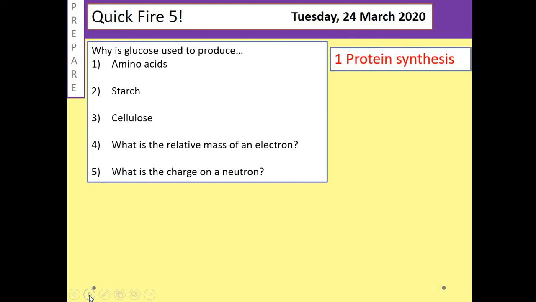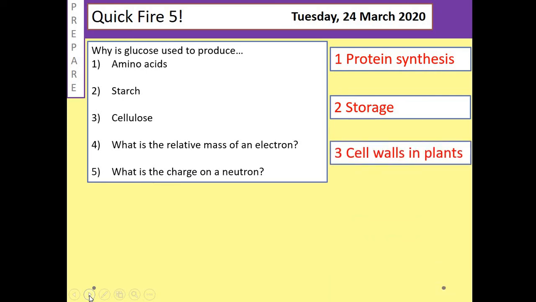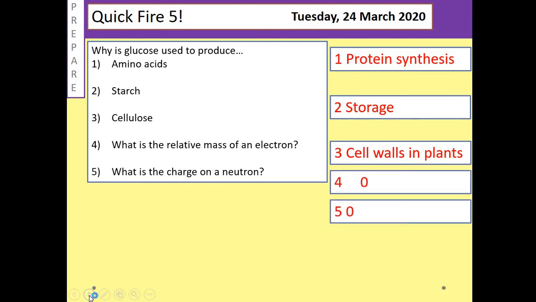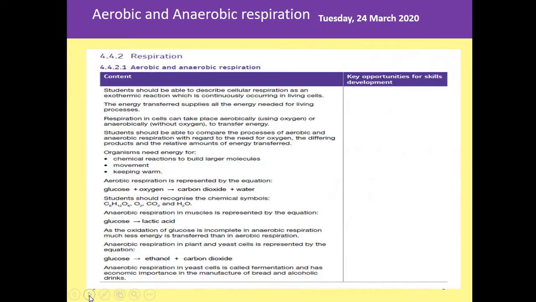So, of course, amino acids are the building blocks of proteins. We're going to revisit that today, thinking about what glucose is used for. Amino acids are the monomers, the building blocks for proteins, the polymers. Question 2, starch obviously is a storage molecule. It is insoluble, making it a good storage molecule. Glucose is used to build cell walls in plants. And of course, question 4 and 5, the relative mass of an electron is 0, and the charge of a neutron is also 0, no charge. So some good warm-up questions there.